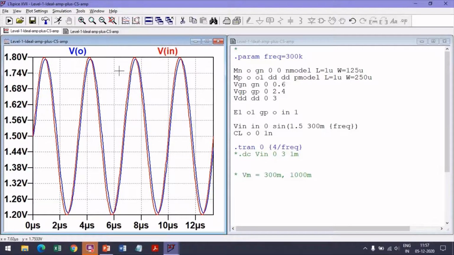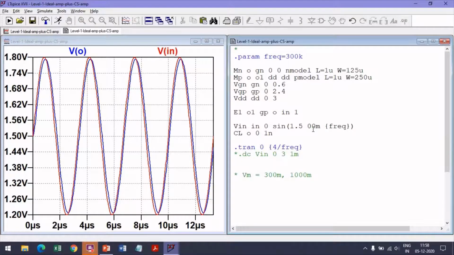There is a slight decrease here, but we'll ignore that decrease. That slight decrease is also because the 300K is not too far from the 3 dB frequency of 1.6 megahertz. All right, let us increase the amplitude to 1000 milli or 1 volt. Now let us run it and see.